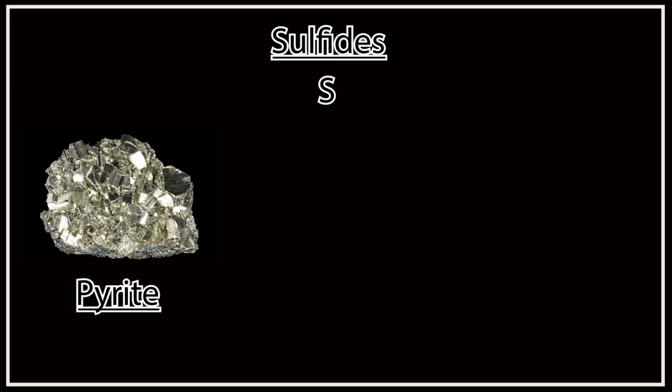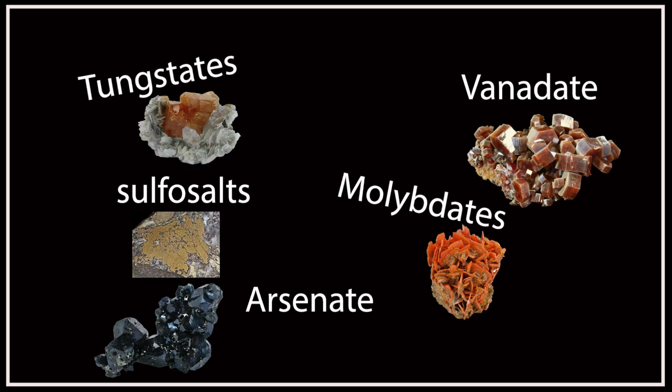The next group is sulfides. The element that is characteristic of it, because it's neither an anion nor an anion complex, is sulfur. A mineral example is pyrite, and its chemical composition is FeS2. There are more mineral classification groups, but we will bring them up when they are necessary in the future.